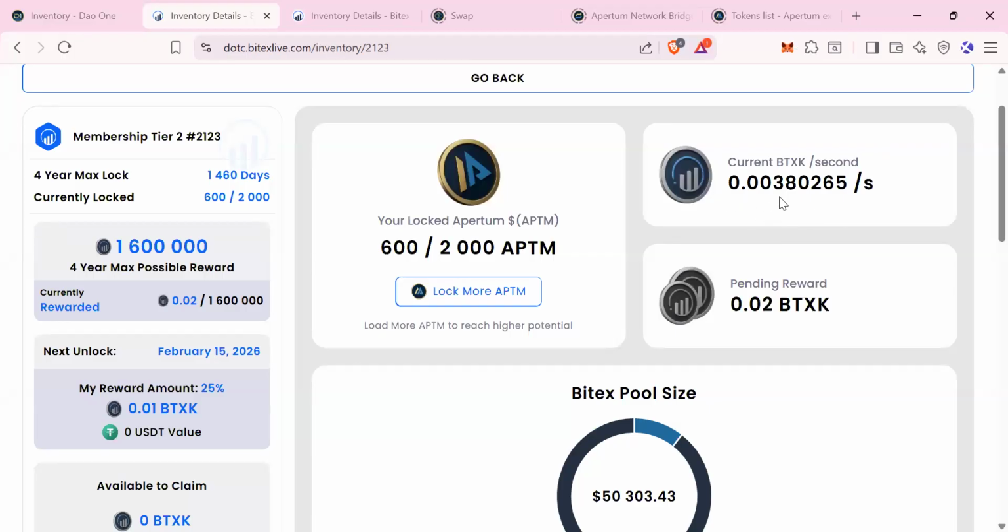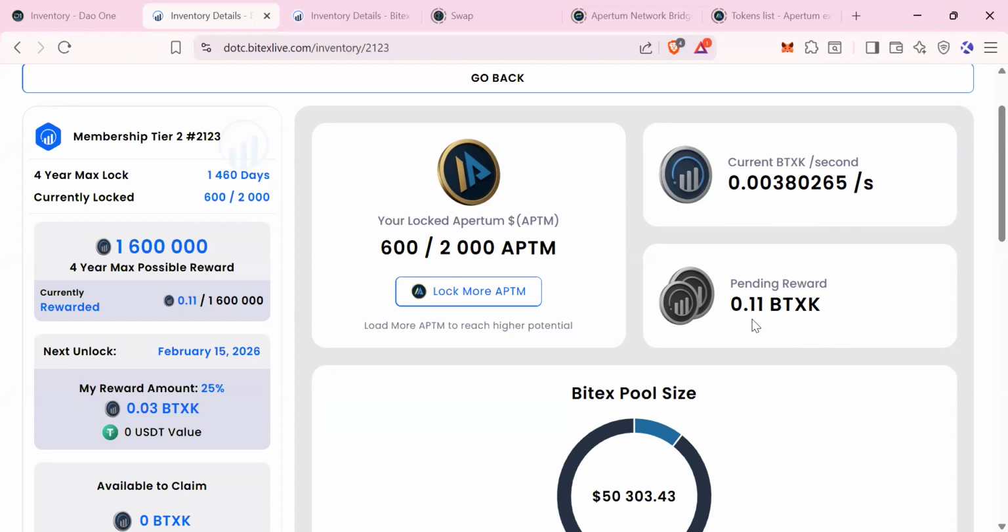You see here on the right-hand side, can you see it says here, current BTXK per second? This is the amount of Bitx coins you are receiving every second. You can see this thing over here, it says pending reward. This thing is going to start counting. Can you see it's now gone to 0.1?